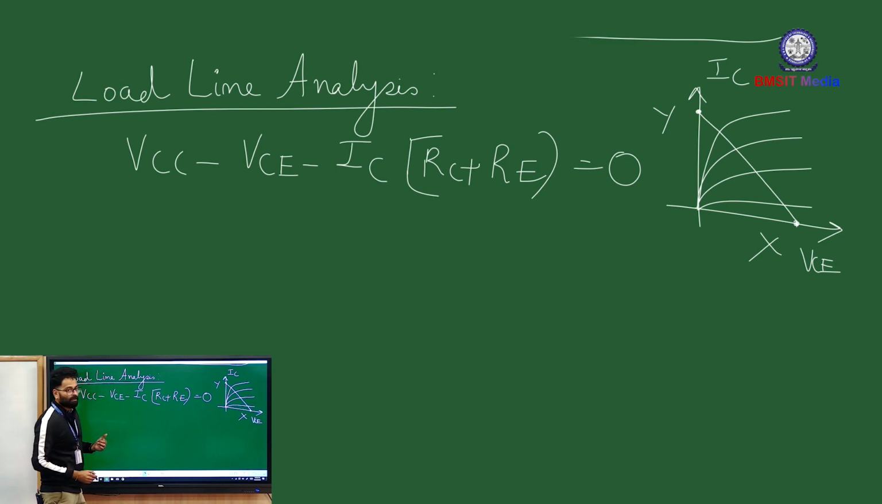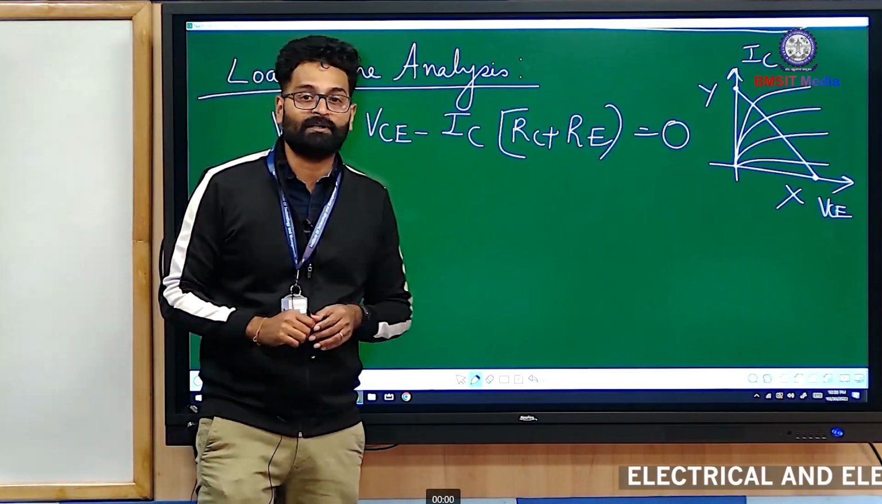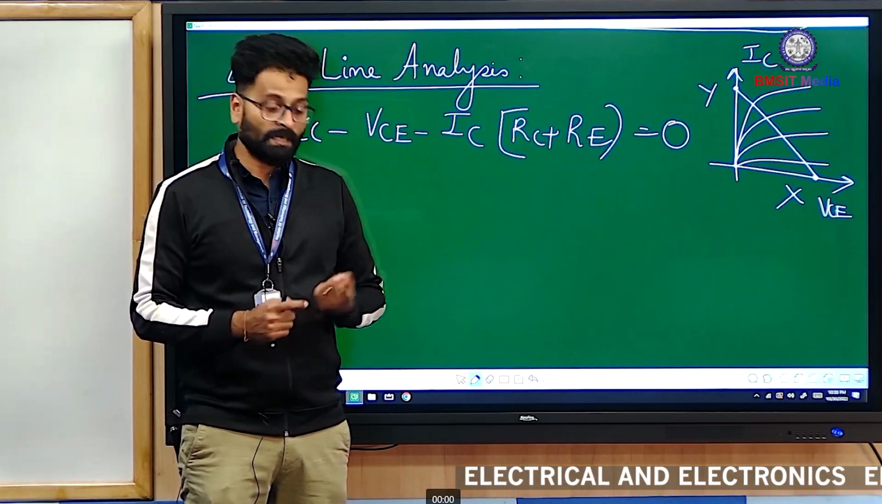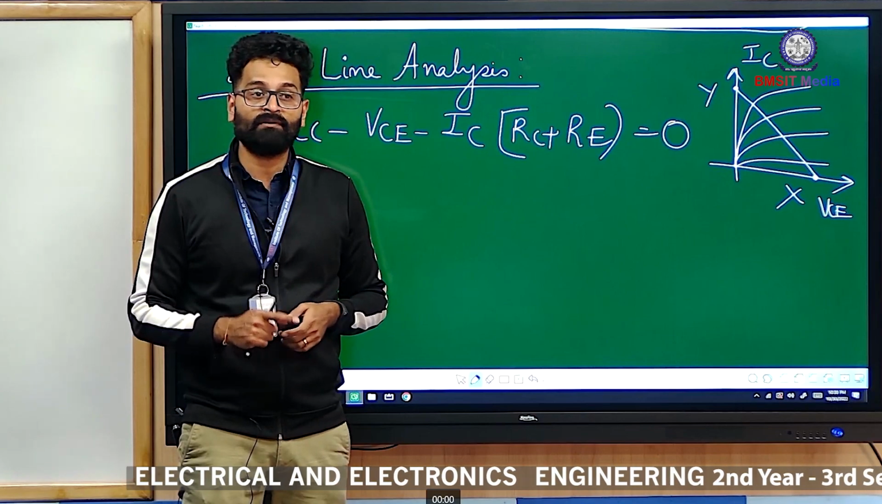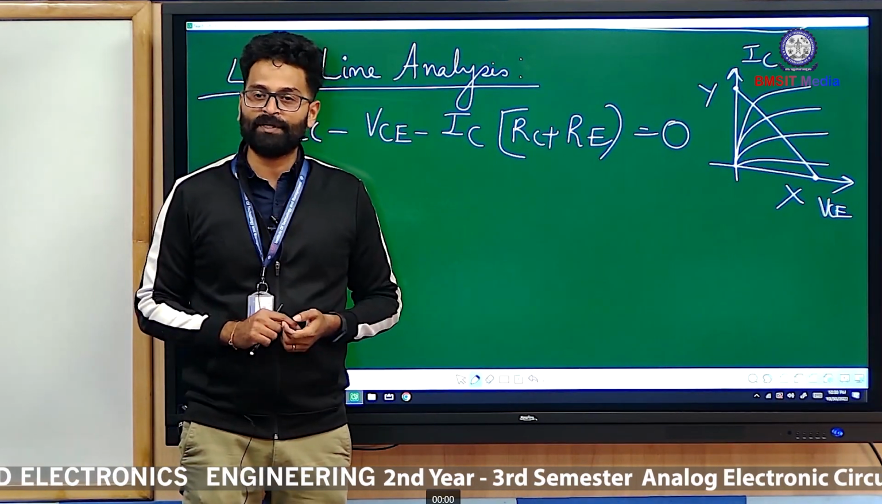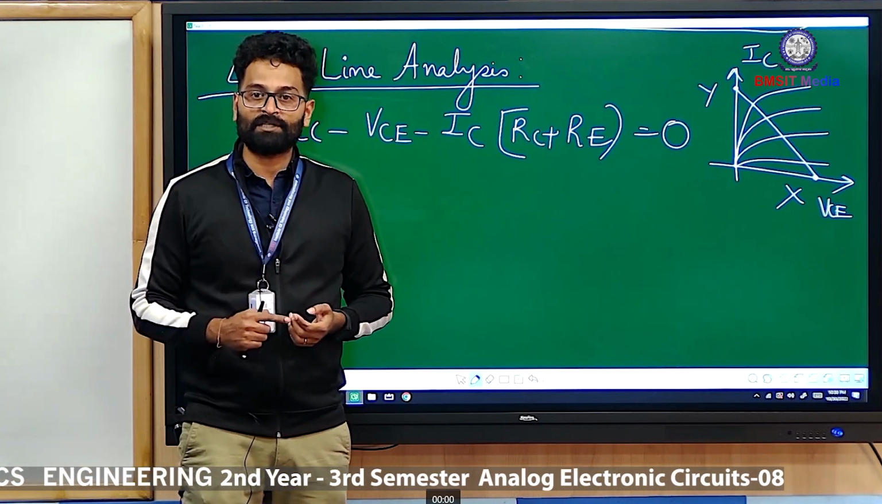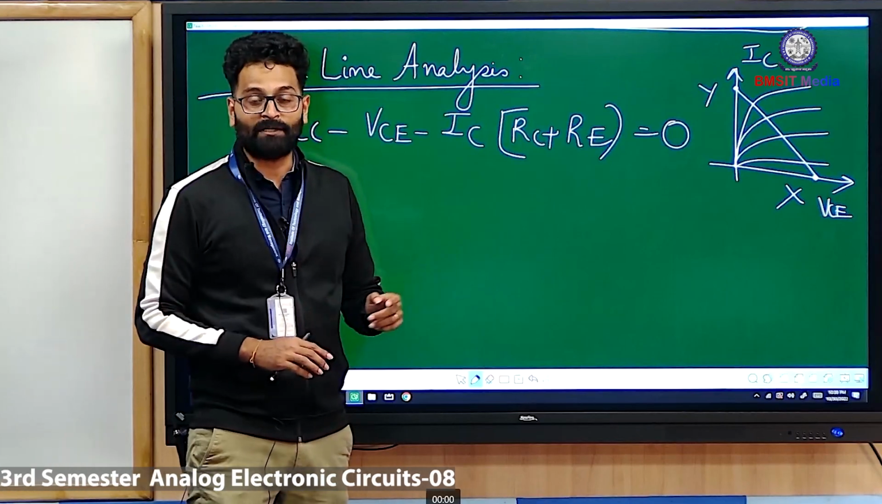Okay, let me tell you beforehand only. If you examine this output equation carefully, this output equation is similar to the output equation which you have obtained in case of emitter bias circuit. And furthermore, we'll be studying about voltage divider bias circuit. Even in case of voltage divider bias circuit, you're going to get the same output equation. So that's the advantage, right?